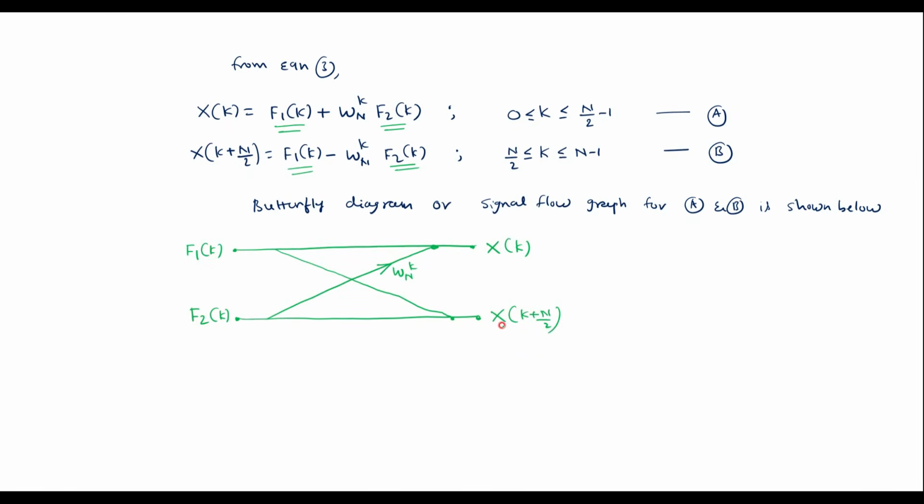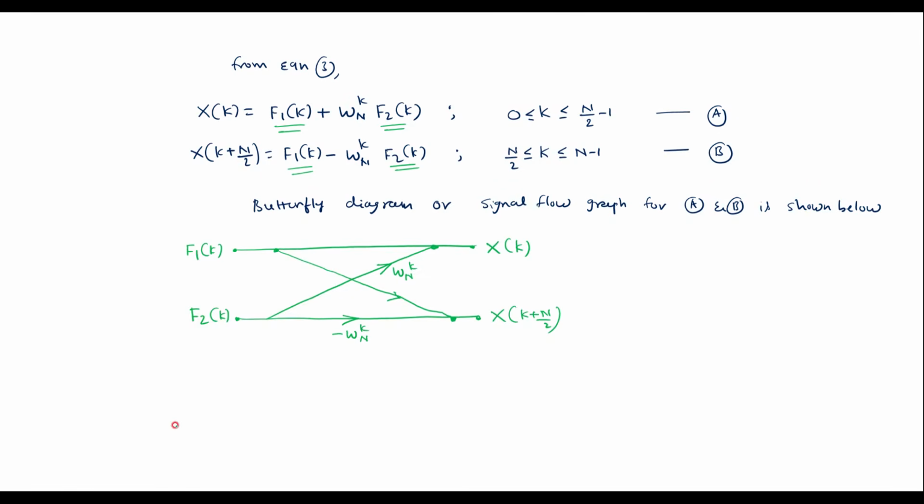Similarly, x of k plus N by 2 is nothing but f1 of k. So this line is directly connected here. This is f1 of k minus Wn power k f2 of k. So here f2 of k is multiplied with minus Wn power k, so on this line I will write minus Wn power k.